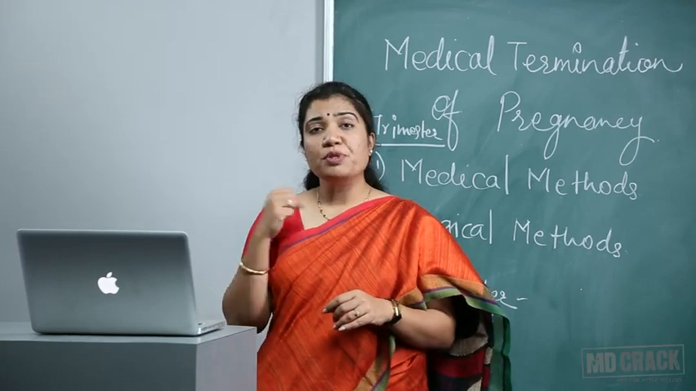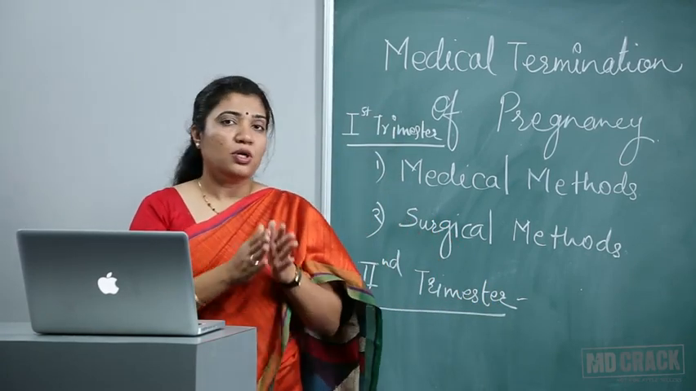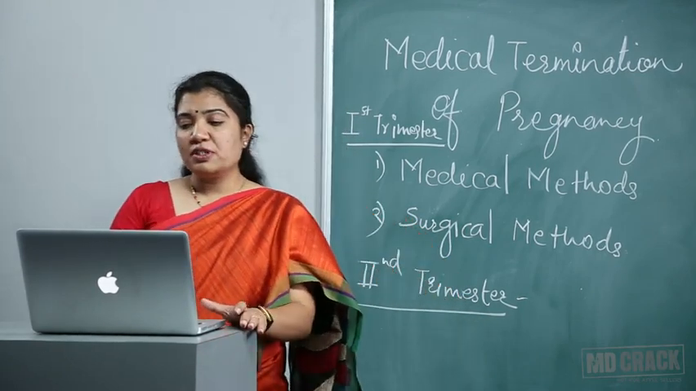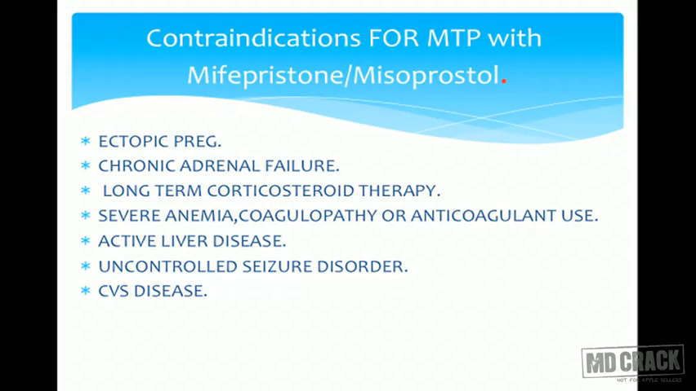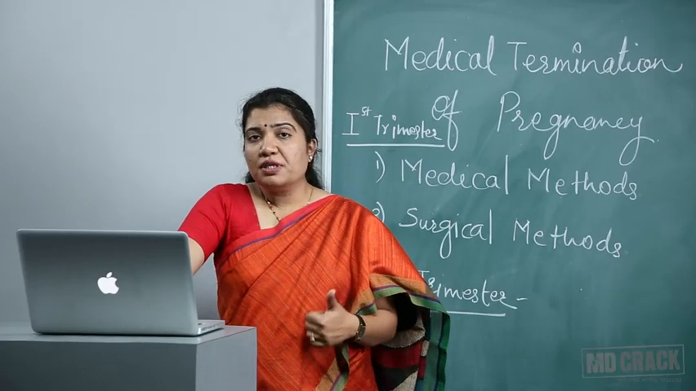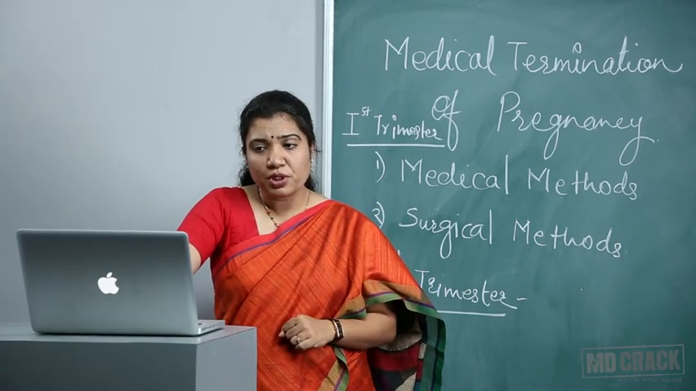So we need to give misoprostol, which will initiate uterine contraction, soften the cervix, open the cervical canal, and throw this product of conception out of the cavity. What are the contraindications for MTP with these two drugs? Ectopic pregnancy. I told you that we should rule out that there is no evidence of any ectopic, because if we give these drugs, it may cause rupture of the ectopic pregnancy and there would be intraperitoneal hemorrhage.